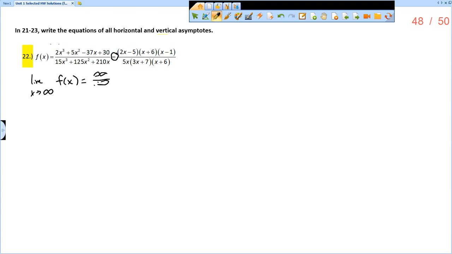And so that means we're going to use our strategy of dividing by the highest power of x, right? All right, so that means I'm going to divide everything by x cubed. So limit as x approaches infinity. All right, so that's going to be 2x cubed over x cubed, which is 2, plus 5x squared over x cubed, which is 5 over x, minus 37x over x cubed. So that's going to be 37 over x squared, plus 30 over x cubed.